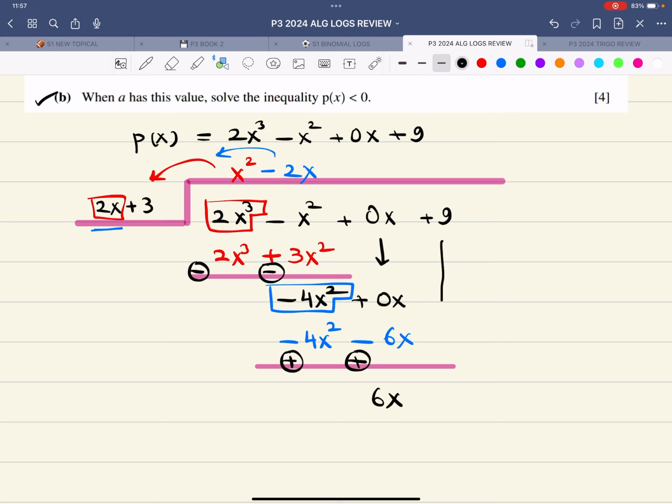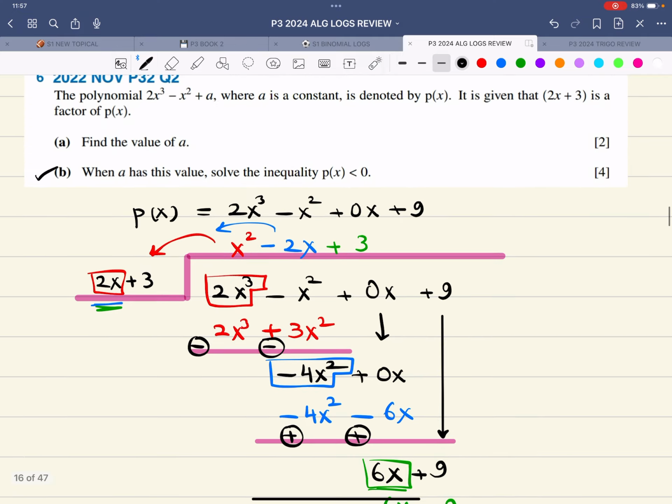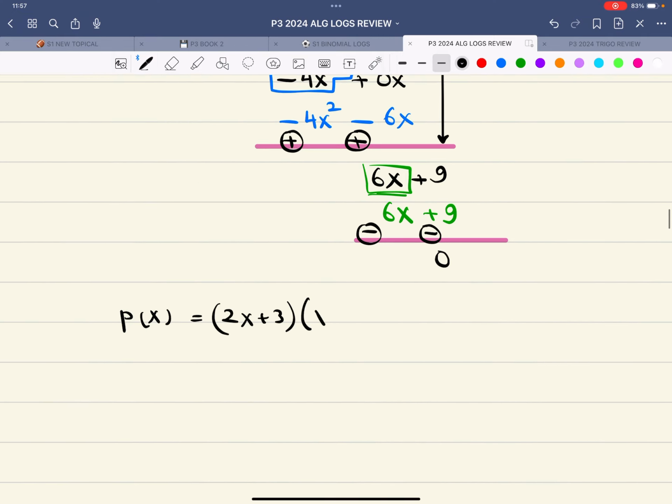Let me pull this 9 down, all the way down. So therefore, this is plus 9. Let me repeat the same step. 6x over 2x, that is 3. So therefore, this is 6x plus 9, and voila, we got it all correct. Again, the black marker, this is negative, this is negative. Definitely the remainder is 0 because it's a linear factor. So Px is equal to 2x plus 3 multiplying with x squared minus 2x plus 3.